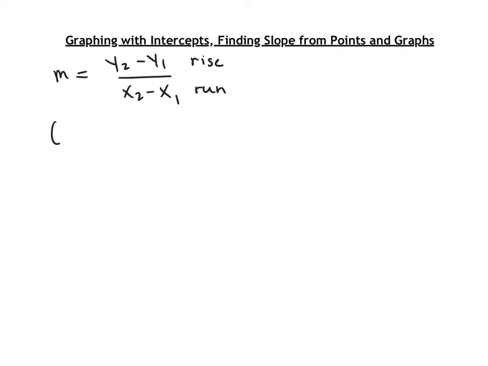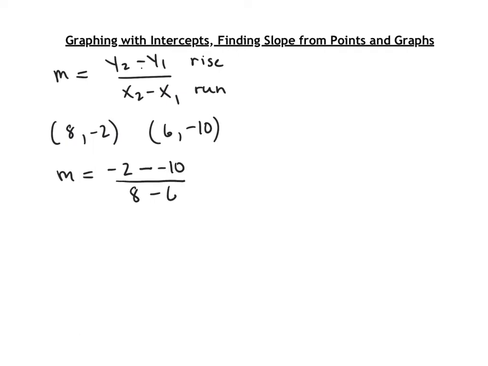If I give you points like (8, -2) and (6, -10), I can find the slope by subtracting the y's. -2 minus, notice the minus is separate from the negative on the 10, over 8 minus 6. The important thing here is that if you start with -2, you must start with the same point below, the 8 below.